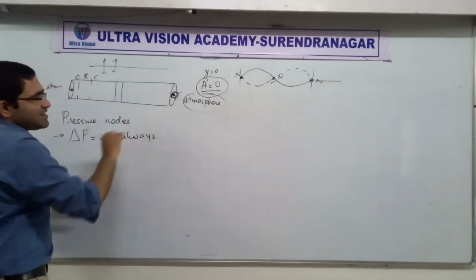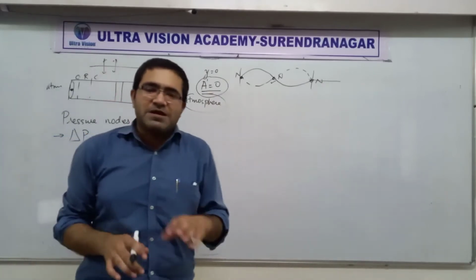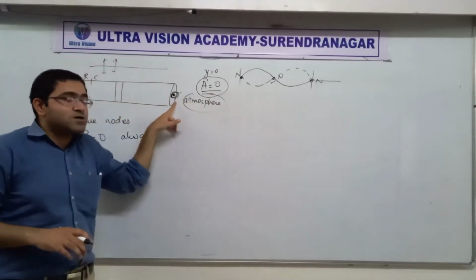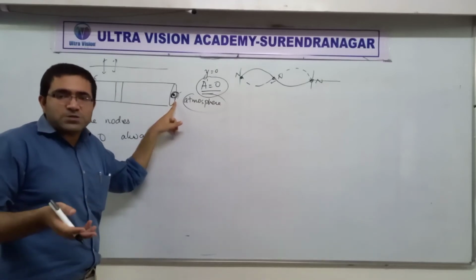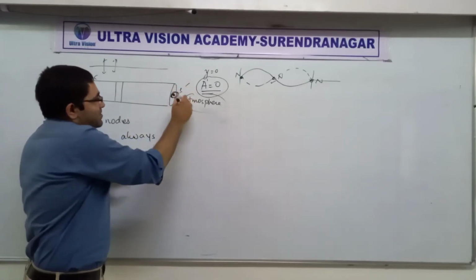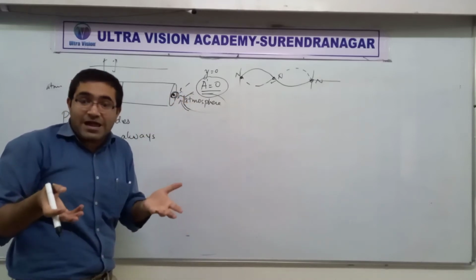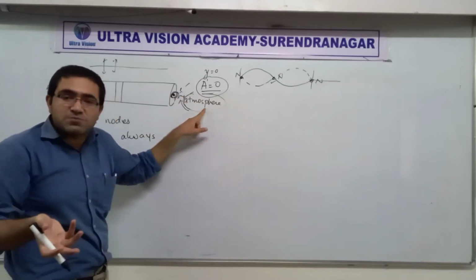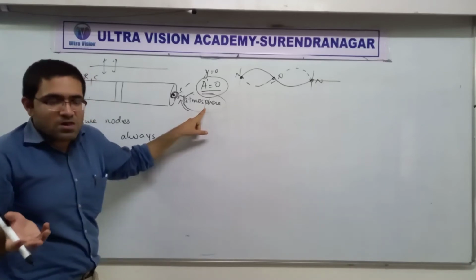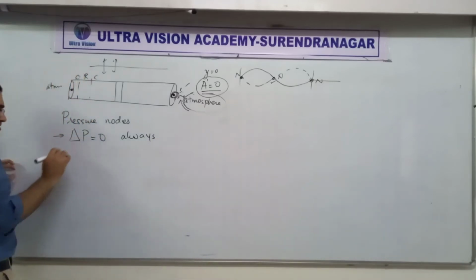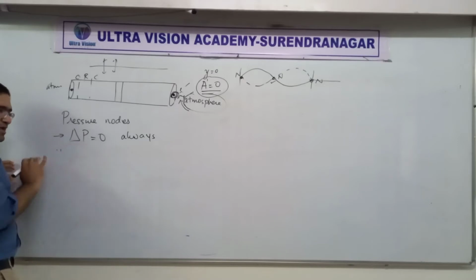So this point can never have a change in pressure. Why so? Because there is air around it which is in the atmosphere. You can't change that air's pressure. Can you change the atmosphere's pressure? Impossible, right? So that's why, listen to this sentence and write it down carefully.